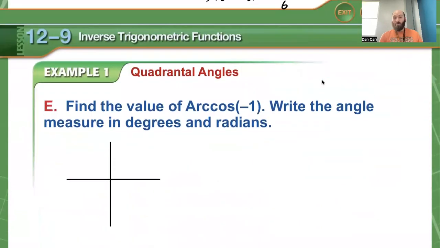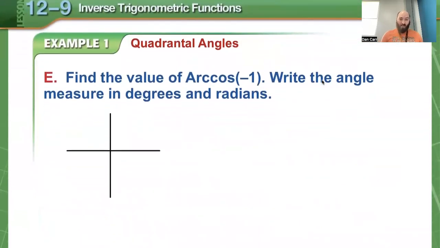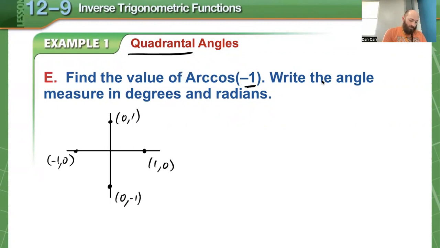Okay, so that is it for our day. Oh, no, sorry, we got one more. For our day 1, we're going to finish with our quadrantal angles. Find the value of arc cosine of -1. Write the angle measure in degrees and radians. So the thing to remember about this one is if I'm dealing with a -1, that puts me on an axis. Okay, that's my quadrantal angles. So if it's on the axis, it can be here, here, here, here. So this is going to be (1, 0), (0, 1), (-1, 0), and (0, -1).